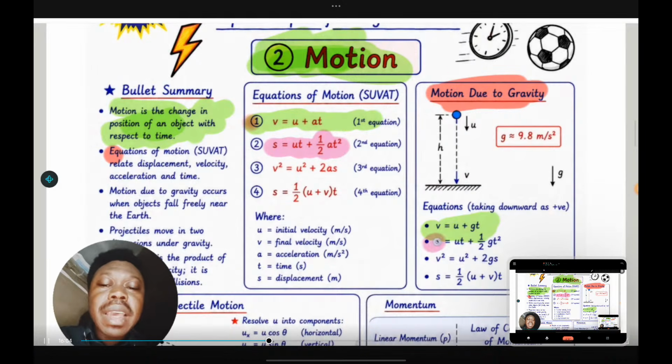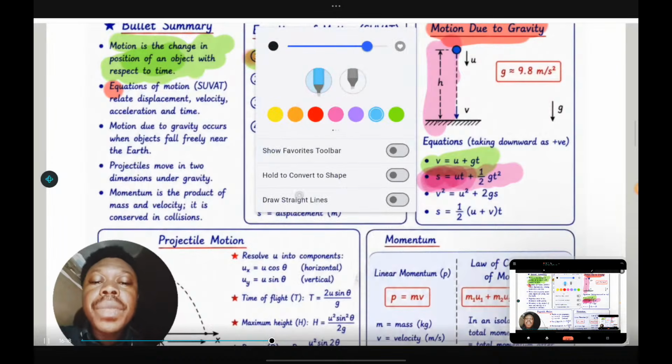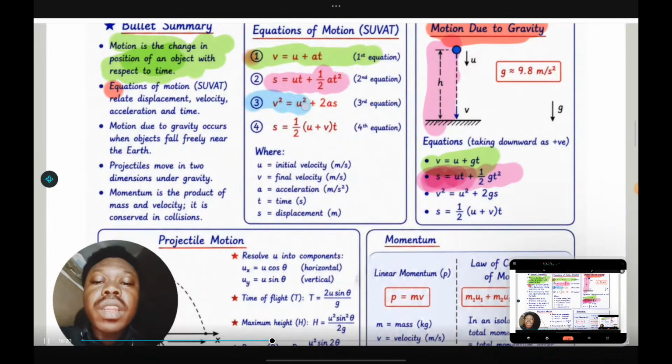Then under gravity, s equals ut plus half gt squared. This s can become h, based on height. Is that clear? Hence, this s can become h. Take note of that. Then the third one here, I have v squared equals u squared plus 2as.